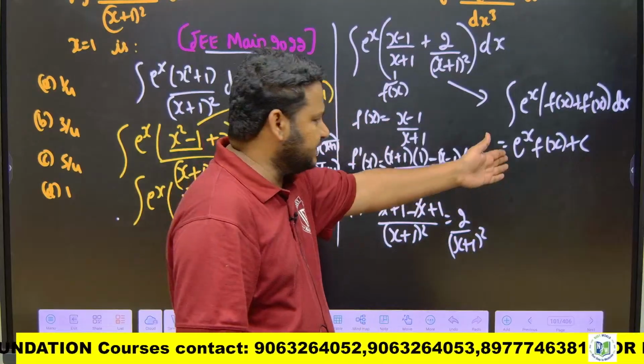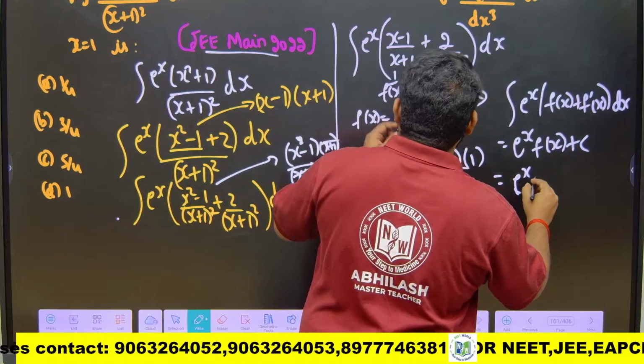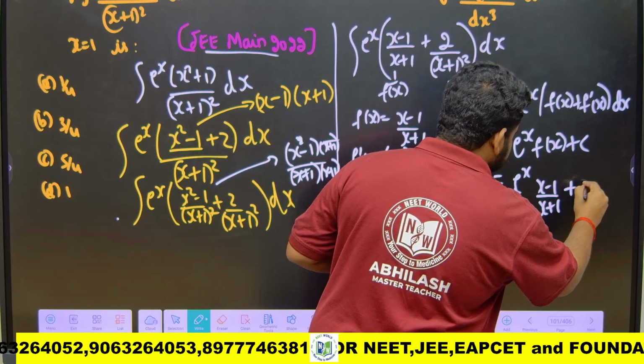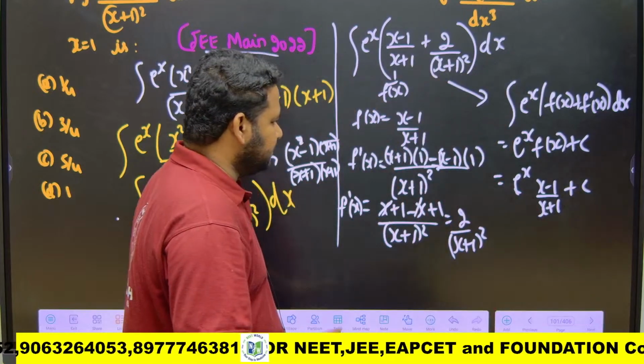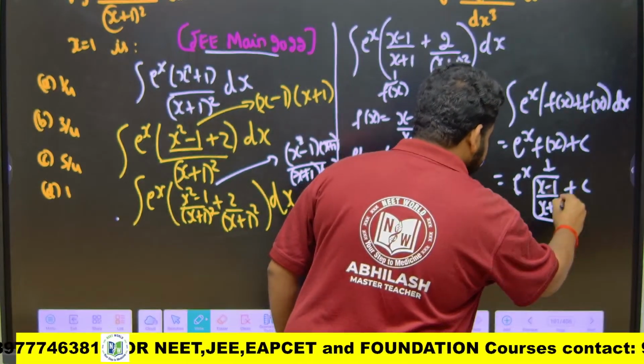That is nothing but, what is f of x here? Here f of x is x minus 1 by x plus 1, plus c. This is what we got. So what is the value of f of x? f of x is this one. This entire thing is f of x.